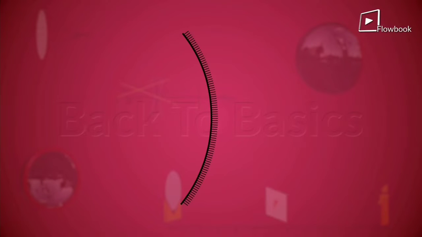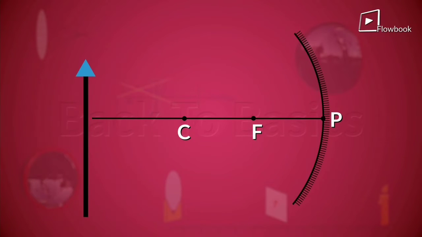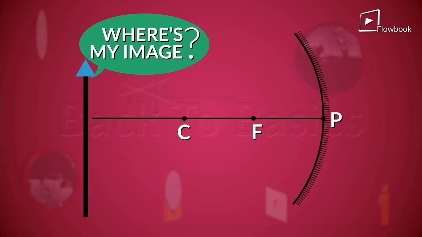Here we have a concave mirror. It has a center of curvature C, a focus F and a pole P. Now say hi to Mr. O. O for object, and this is shown with an upward arrow like this. Now Mr. O is interested in finding out his image in this concave mirror.